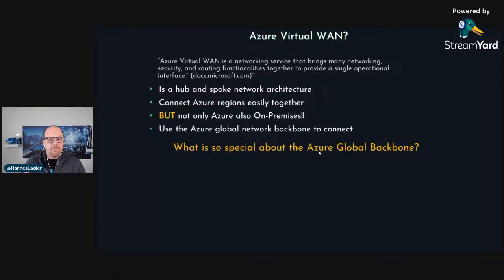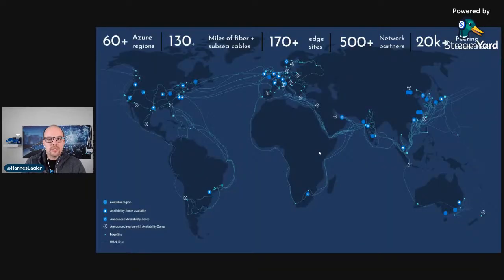But what is so special about the Azure Global Backbone? I know this is really old, but I think it demonstrates the power of Azure itself, the power of the network infrastructure, the worldwide network infrastructure. You can see here we have more than 60 Azure regions.